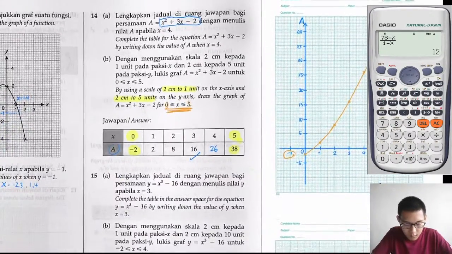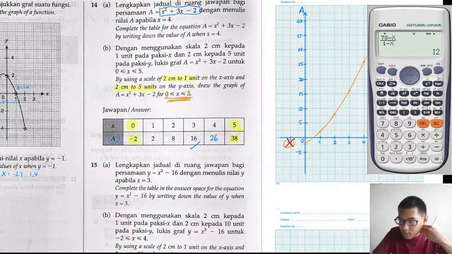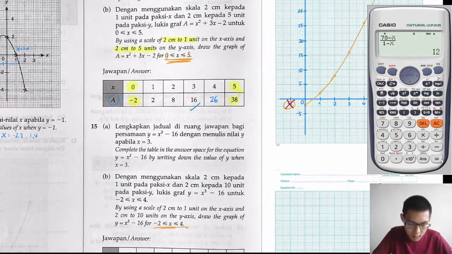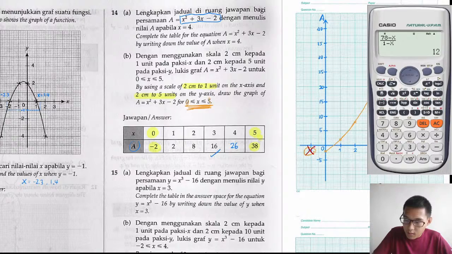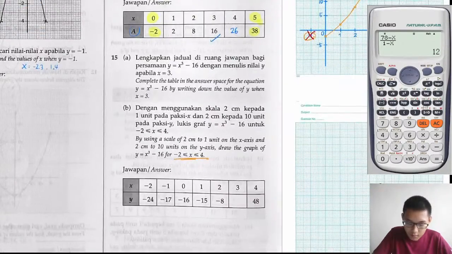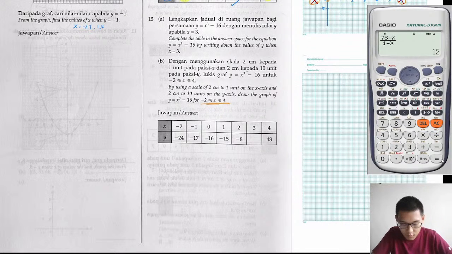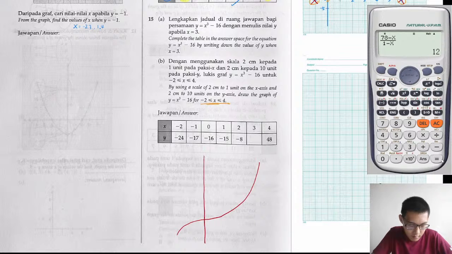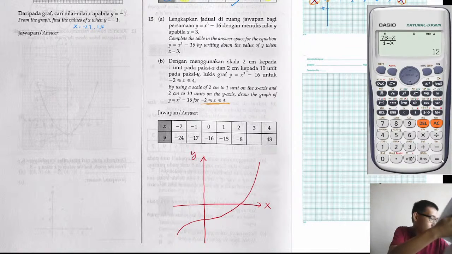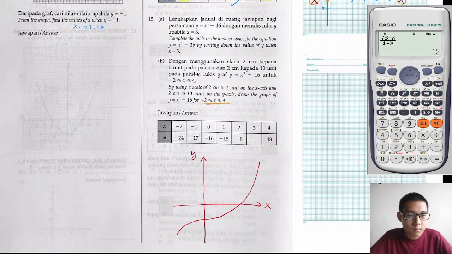So maybe we don't need to draw this, no need to write down. Although we have extra space here, no need to label. So maybe you can try to draw this graph, so you get this graph like that, in this pattern. Okay, so try to draw it. Thank you so much. I will stop.